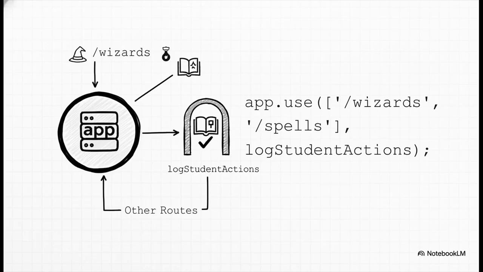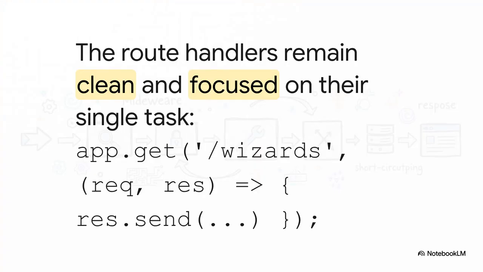Now here's where the magic happens. We use app.use to apply it. But instead of just passing the function, we first pass an array with the specific paths we care about. This tells Express, hey, only run this logStudentActions function for requests that start with /wizards or /spells. It's that easy.